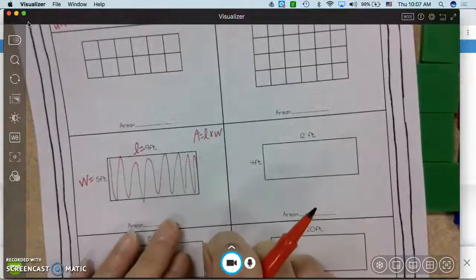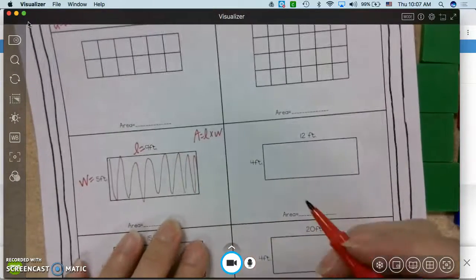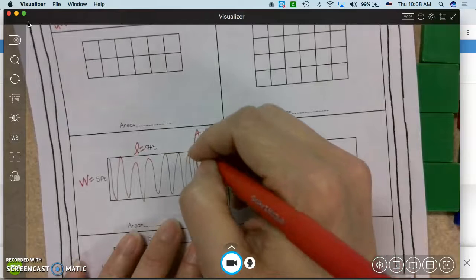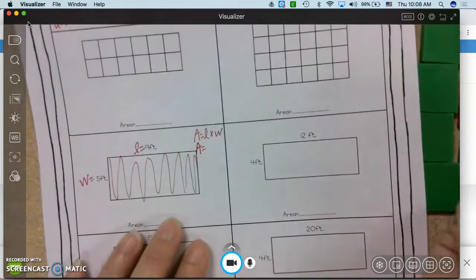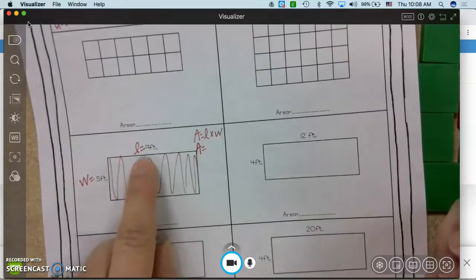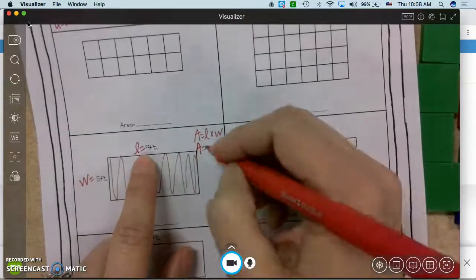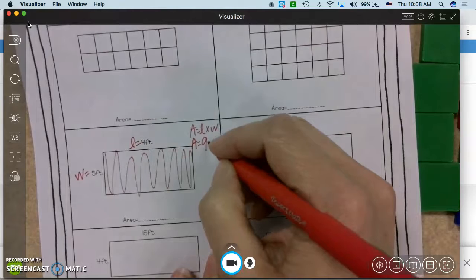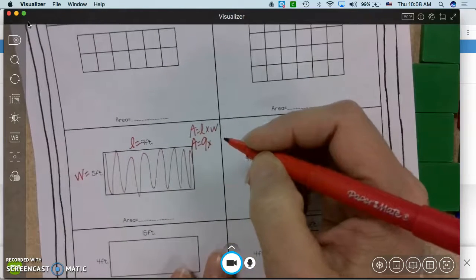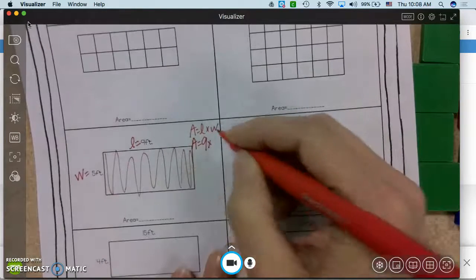So I'm going to substitute the things I know into my formula. Do I know my area? No. Nope. So I'm going to leave that as A. Do I know my length? Yes. What's my length? 9. So anywhere I see an L in my formula, I'm going to substitute in a 9. And W is for? Width. Do we know our width? Yes. 5. Good. So where I see a W, I'm going to substitute in a 5.